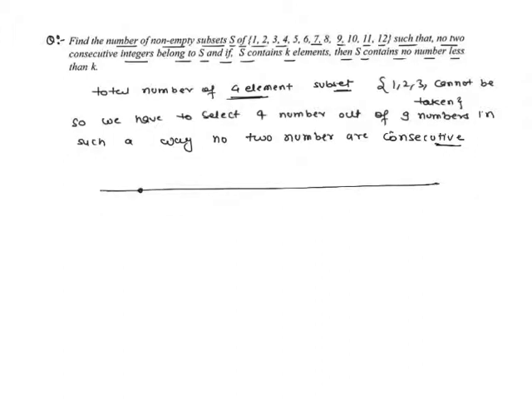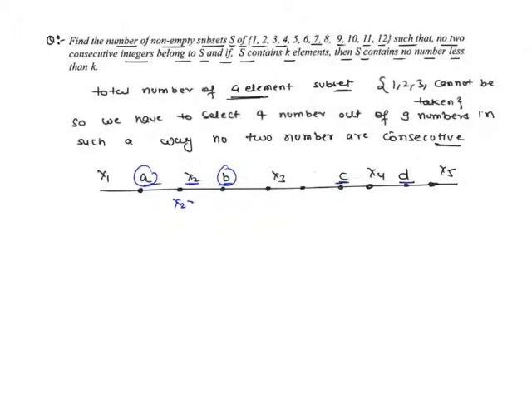On the number line there are 9 numbers: 1, 2, 3, 4, 5, 6, 7, 8 and 9. Out of 9 numbers we have to select 4 numbers. Suppose we are selecting A, B, C and D. So these 4 numbers divide the number line into 5 parts: x1, x2, x3, x4 and x5. These 4 numbers should not be consecutive. That means between 2 numbers at least one number should be there.